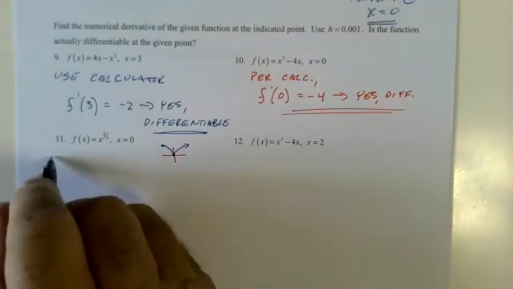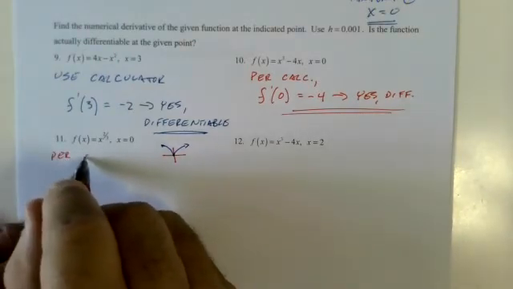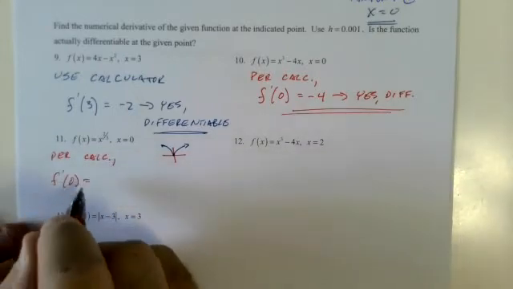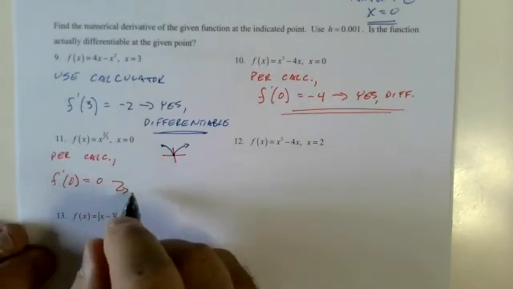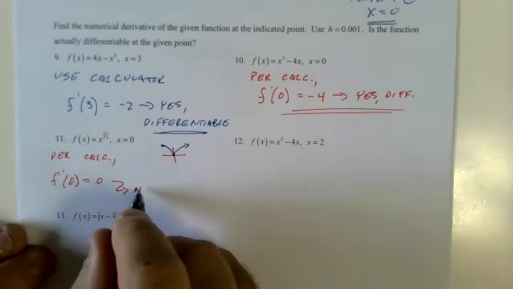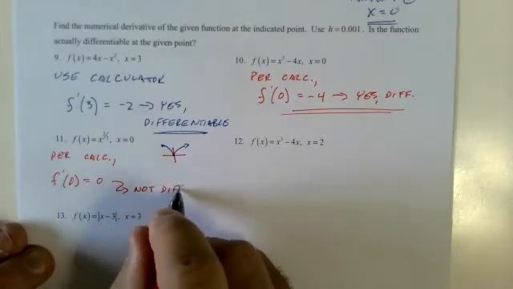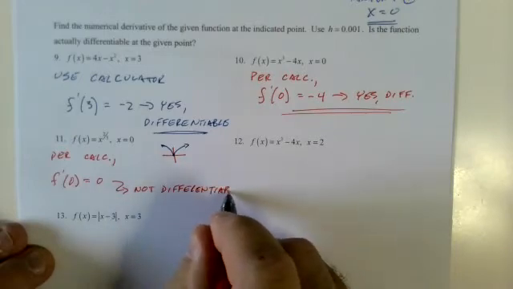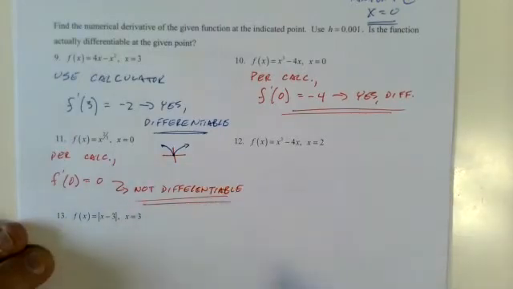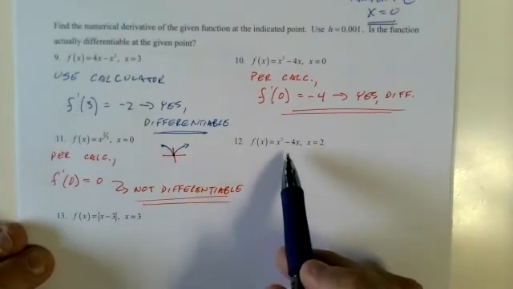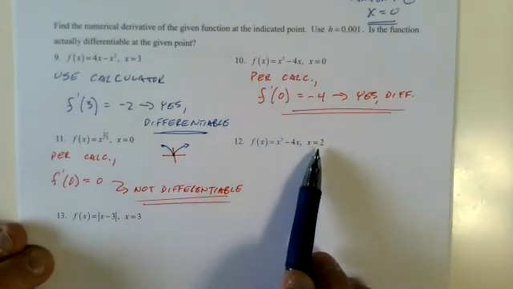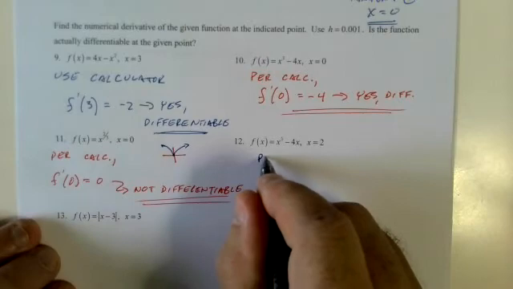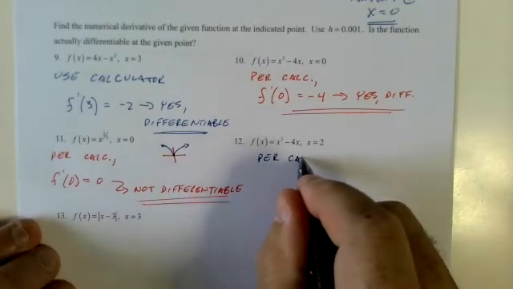So if you do calculator, you get f prime of 0 equals 0. And no, not differentiable. And over here, there's no problems with this because it's the exact same problem as this, except it's at 2. So I'm not sure why we tried to torture you with that, but I think it's a good thing to practice with the calculator.